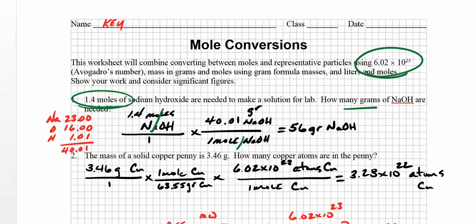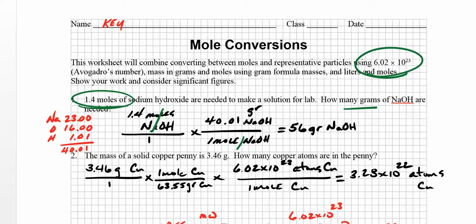Let's talk a little bit about how I determine this 40.01. Remember, this is a compound, so it's not as easy as just looking at an element. I have to add up the component elements. So in this case, it's 23.00 for the sodium, 16.00 for the oxygen, and 1.01, I should say, for the hydrogen. When I add those up, I get 40.01 grams per mole.